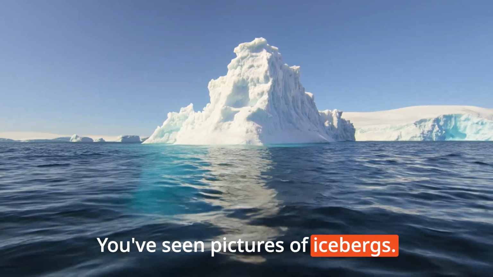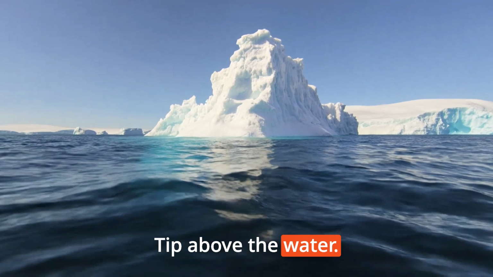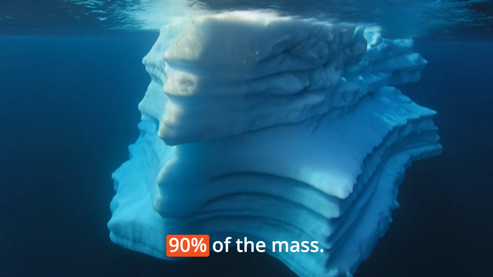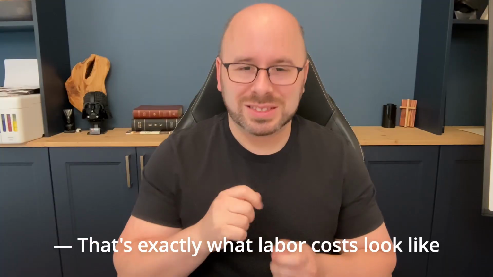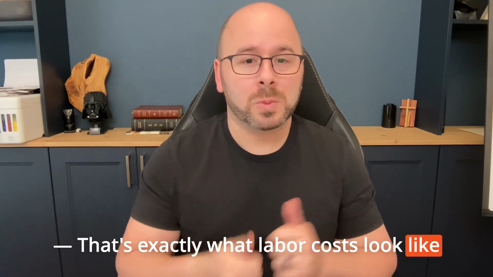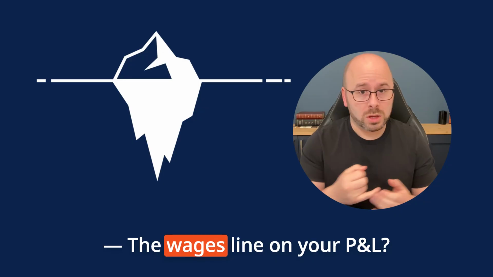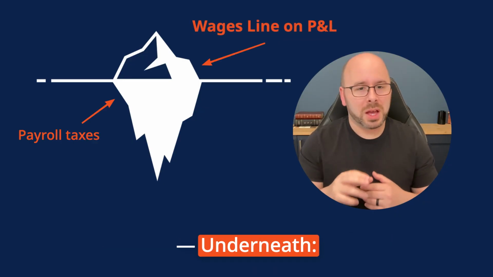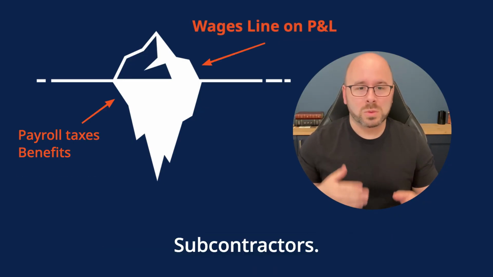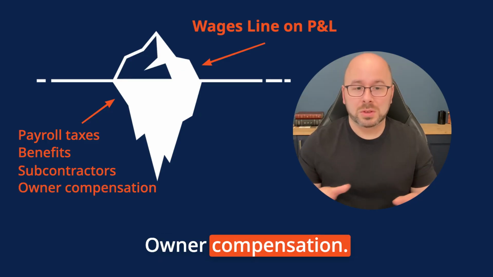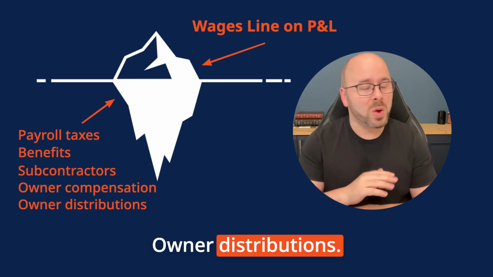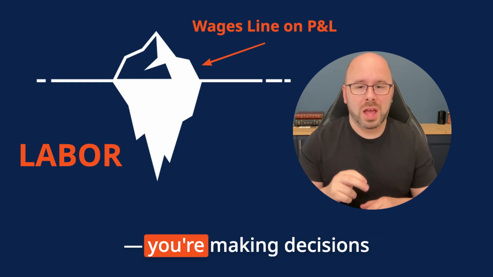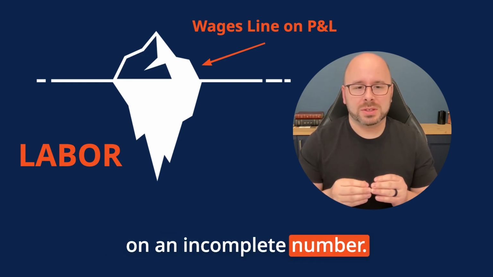You've seen pictures of icebergs. Tip above the water, looks manageable. Then you see what's underneath. 90% of the mass, hidden. That's exactly what labor costs look like in most small businesses. The wages line on your P&L, that's the tip. Underneath, payroll taxes, benefits, subcontractors, owner compensation, owner distributions. All of that is labor, all of it. If you're only looking at the tip, you're making decisions on an incomplete number.